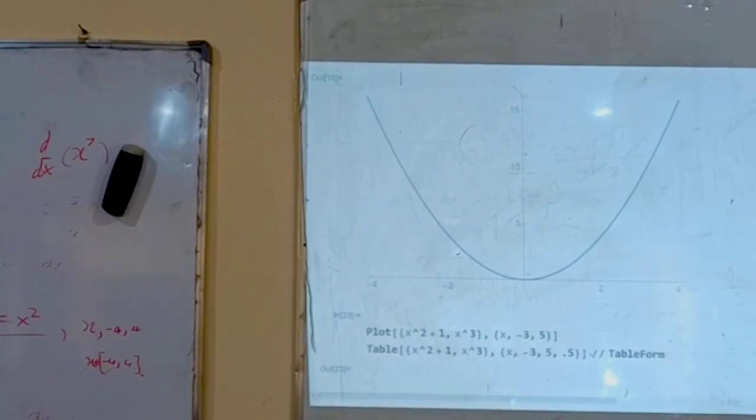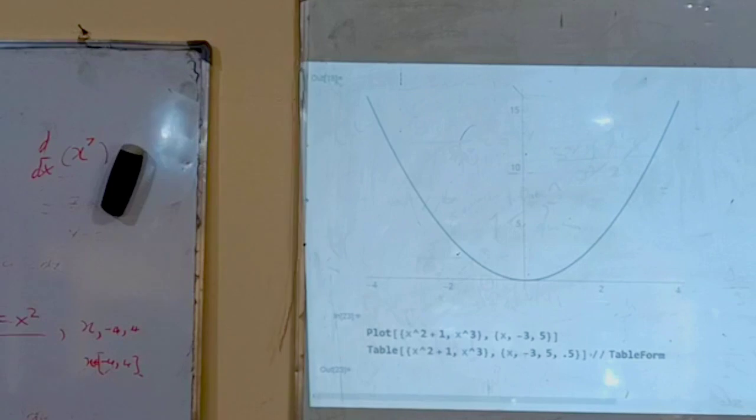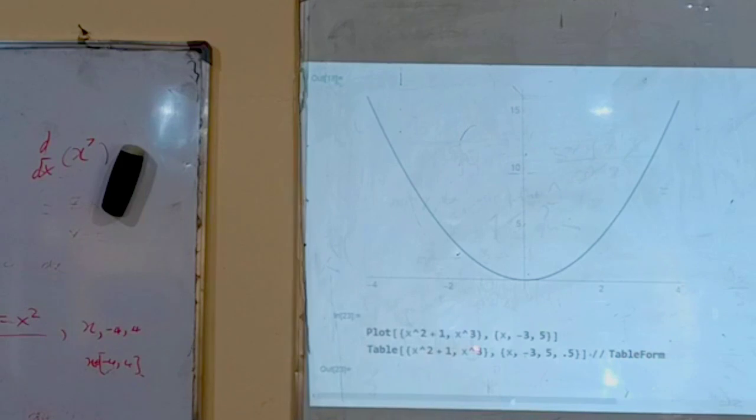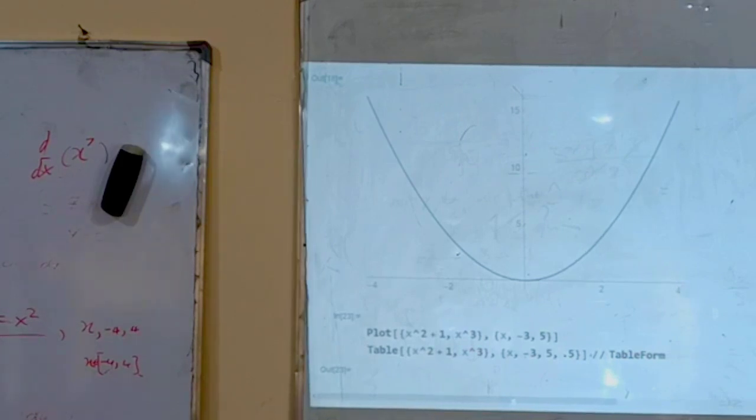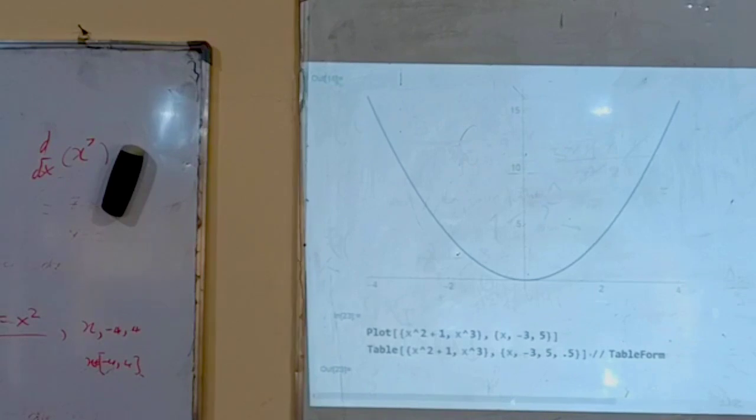We can also plot more than one graph on a particular graph sheet. Like I did here. Plot x squared plus 1, comma, x raised to the power of 3. X going from -3 to 5. Table. I want to table the results in a space of 5 so that you'll be able to identify which graph has whatever value it has.